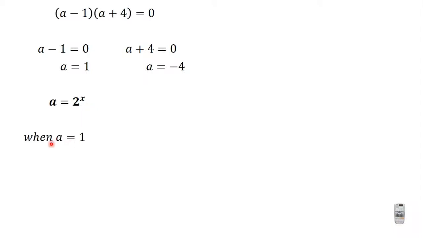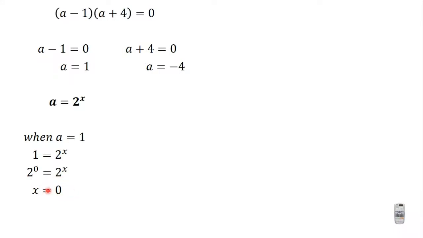In the first case, when a is equal to 1, if you replace a here with 1, you have 1 is equal to 2 exponent x. When we were studying the properties of indices, we learned that any number exponent 0 is 1. So 1 here can also be written as 2 exponent 0. So you have 2 exponent 0 is equal to 2 exponent x. The base on the left hand side is 2, and the base on the right hand side is 2, so we can equate the exponents. So we say that 0 is equal to x, or x is equal to 0.